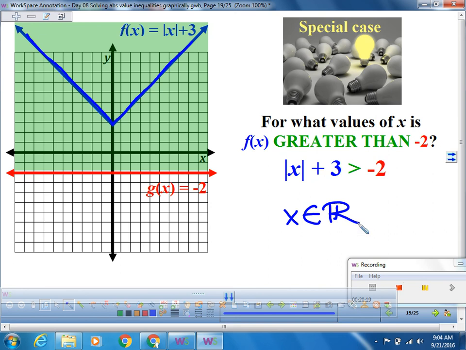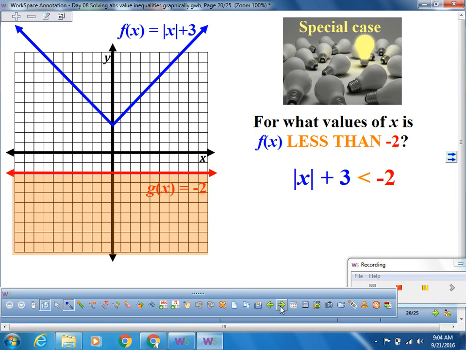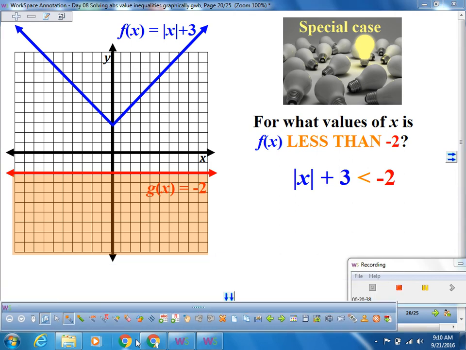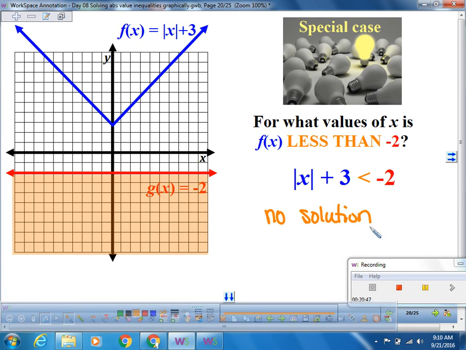What do you think the other case is going to be? Andrew, you're so smart. Where is the graph below the red line? Never. It's not. So this is no solution. So graphically, it's pretty easy, right? If you just look at it, the graph is never going to be below, so it's no solution.